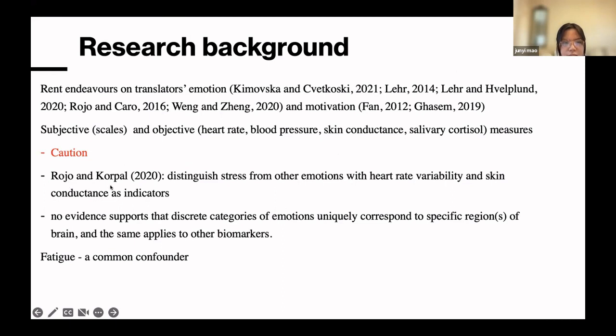But just as Roger and Coro cautioned, when we distinguish stress from other emotions, using heart rate variability and skin conductance as indicators, there is no evidence that discrete categories of emotions uniquely correspond to specific regions of the brain, and the same rule applies to other biomarkers. So, as a common confounder in translation experiments, how can we measure fatigue accurately and tell it from other emotional or physical states? That's my research question.